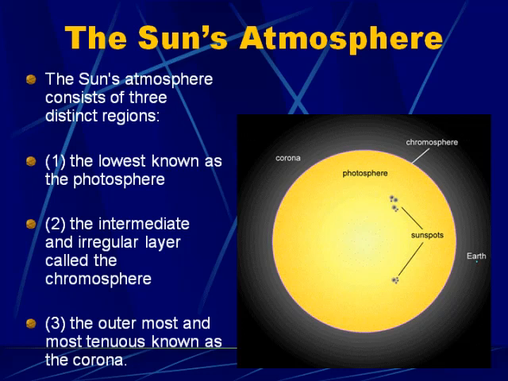Now, there is an intermediate layer right above the photosphere called the chromosphere. The chromosphere is visible during a solar eclipse, and it sort of has a pinkish color to it, and we'll explain why.